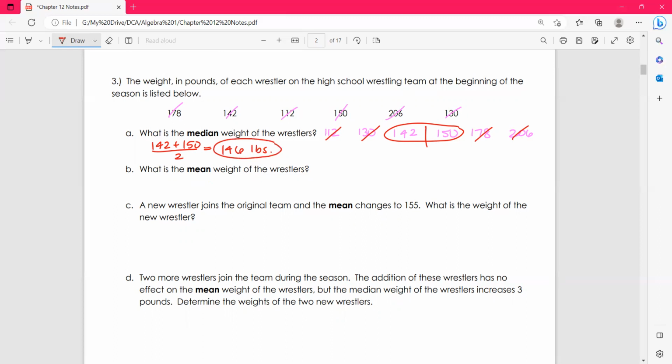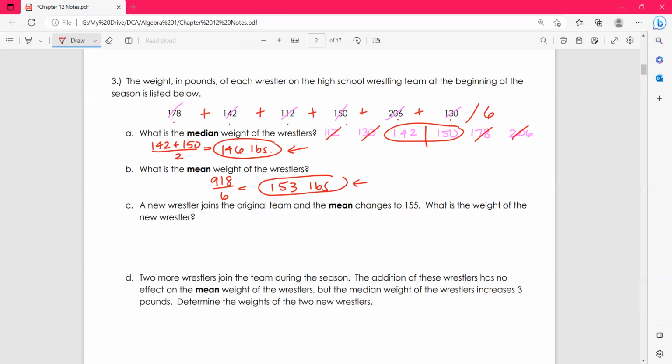What about the mean? So I've got to add them all up. So I'm going to do 178 plus 142 plus 112 plus 150 plus 206 plus 130 divided by how many? 1, 2, 3, 4, 5, 6. And we should get 918 divided by 6, which gives us 153 pounds. So this is the middle number. This is the average number. See how they're a little bit different.